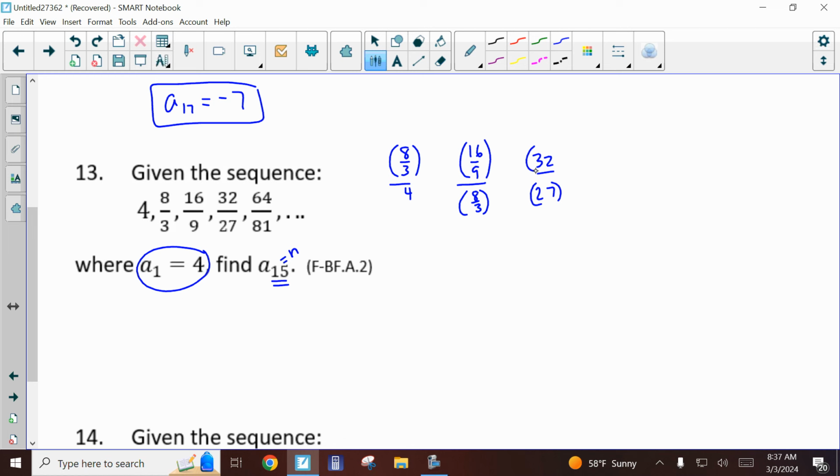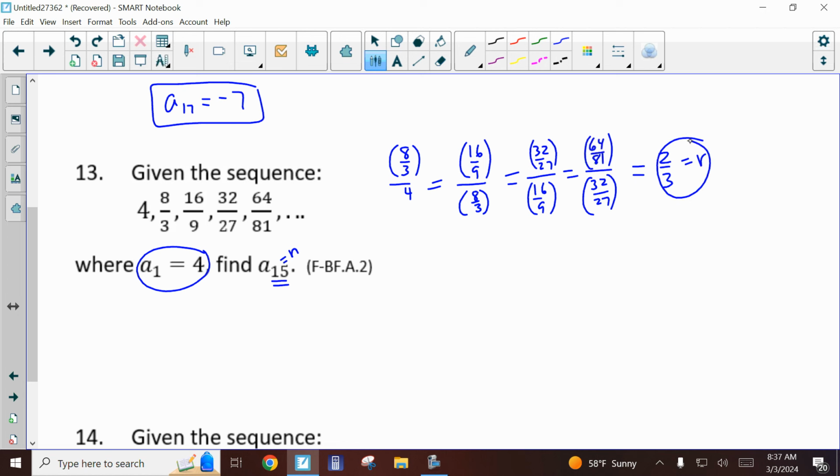Otherwise, it doesn't know how to calculate it in the calculator. It gets really confused. So I'm going to do 32 over 27 divided by 16 over 9. And then finally 64 over 81 divided by 32 over 27. If you put that in parentheses when you do this in your calculator, it's going to tell you that every single one of these equals 2/3. And that's the value of r.